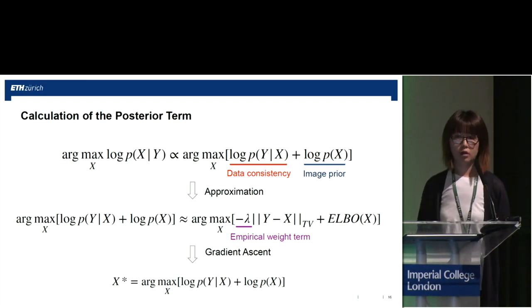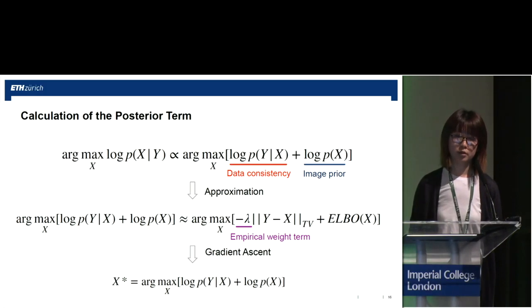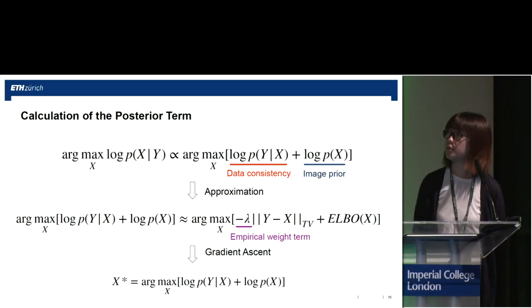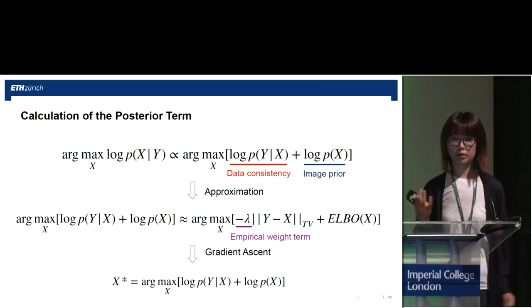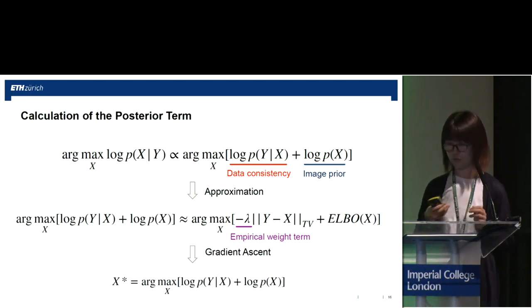So now we can perform this maximum a posteriori problem, and we can solve it by gradient ascent. We will finally arrive at the solution x star, which is our final restoration. So with this x star, we can already calculate the absolute difference between the restored image and the input image. So we will get a continuous map. But our final goal is to get the segmentation map, which is a binary map. So we need to convert the continuous map into this binary map with a threshold.